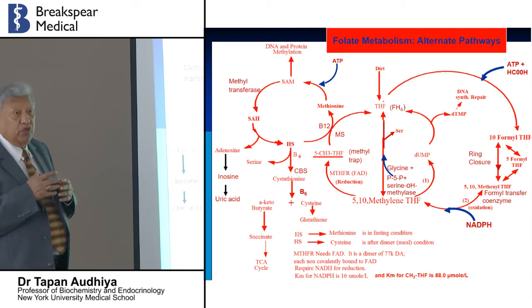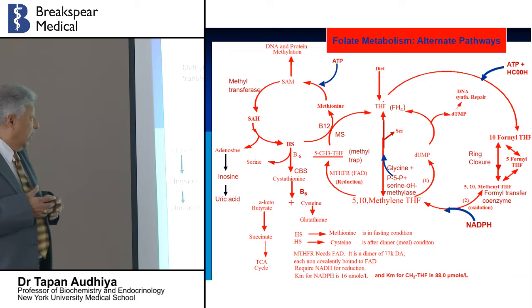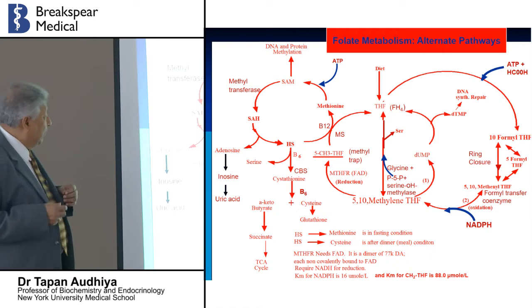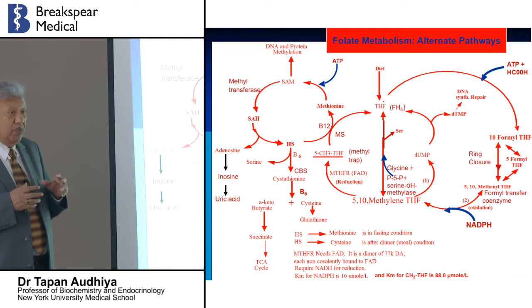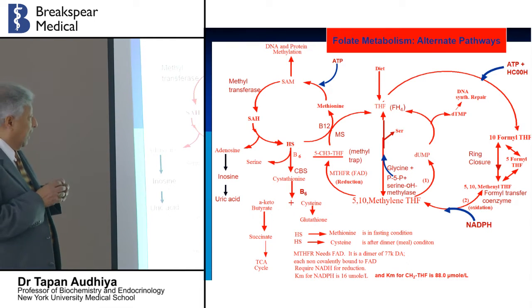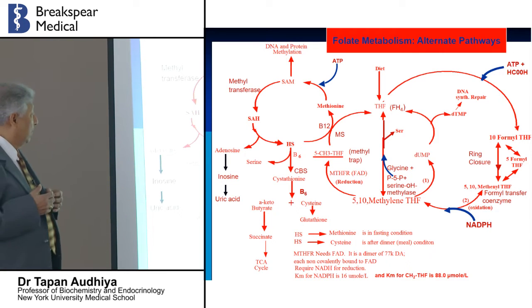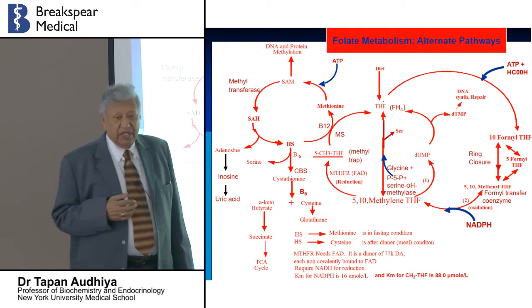But out of them, two of them are the most common and most serious. One is called 677, and one is 1298. Those two are the most common ones. But the other 38 and more are newly coming.